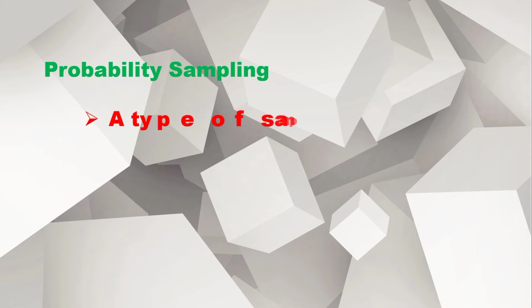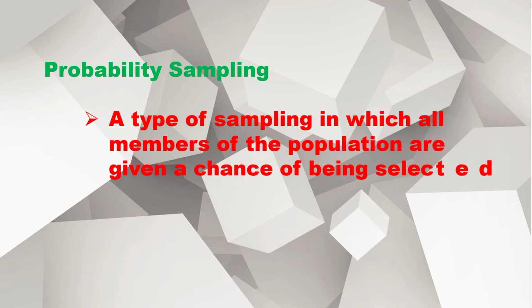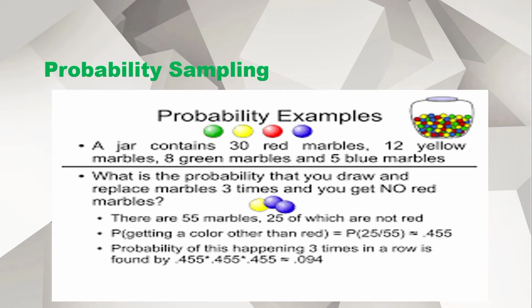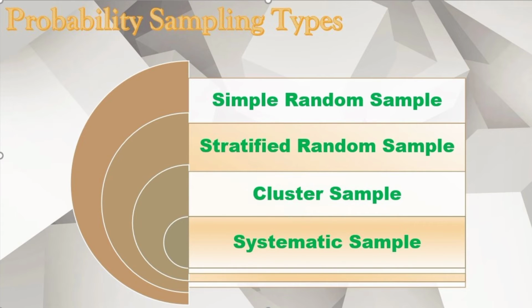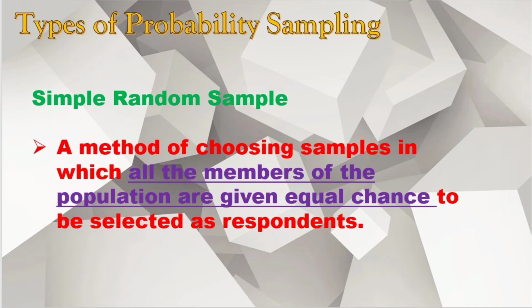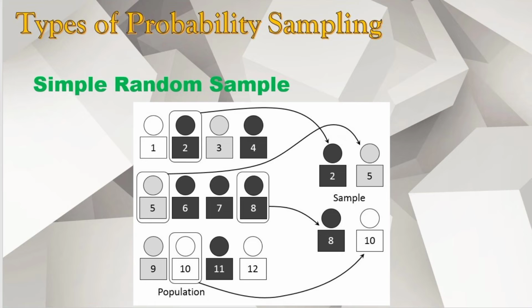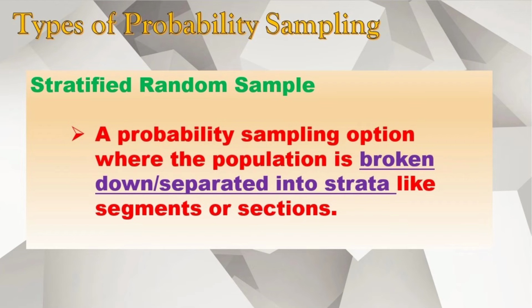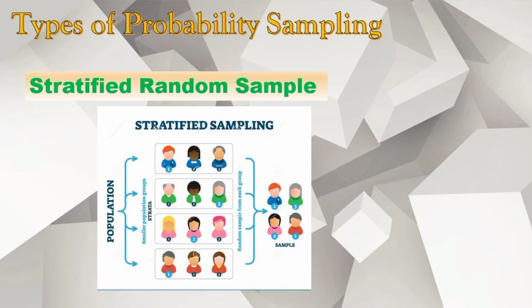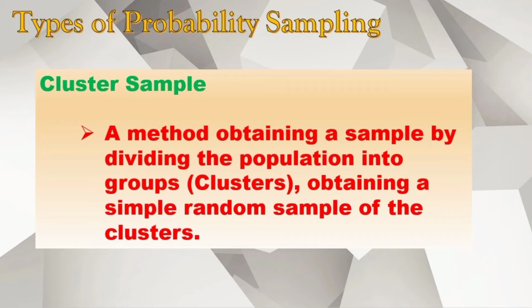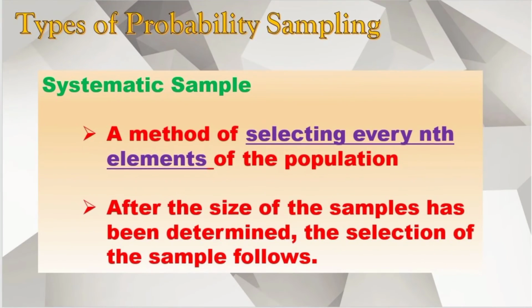Probability sampling. A type of sampling in which all members of the population are given a chance of being selected. Simple random sampling, a method of choosing samples in which all the members of the population are given an equal chance to be selected as respondents. Example: stratified random sampling, a probability sampling option where the population is broken down or separated into strata-like segments or sections. Example: cluster sampling, a method of obtaining a sample by dividing the population into groups, obtaining a simple random sample of the clusters. Systematic sampling, a method of selecting every nth element of the population.